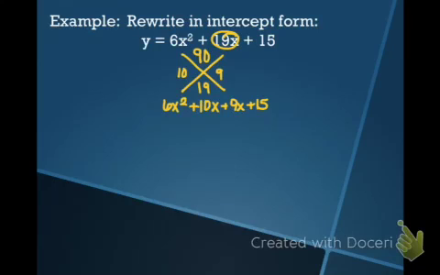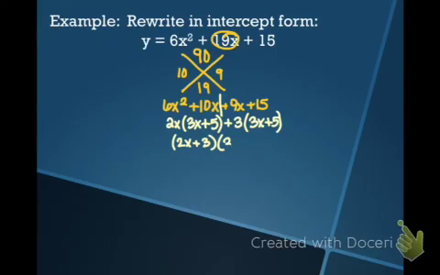And now we're going to group. Split it right here. I can take out a 2x from this first one. That gives me 3x plus 5. And from the second one, I can take out a positive 3. And I get 3x plus 5. Our two terms match, which means we have a common term. So I can put my pieces back together. 2x plus 3 times 3x plus 5.